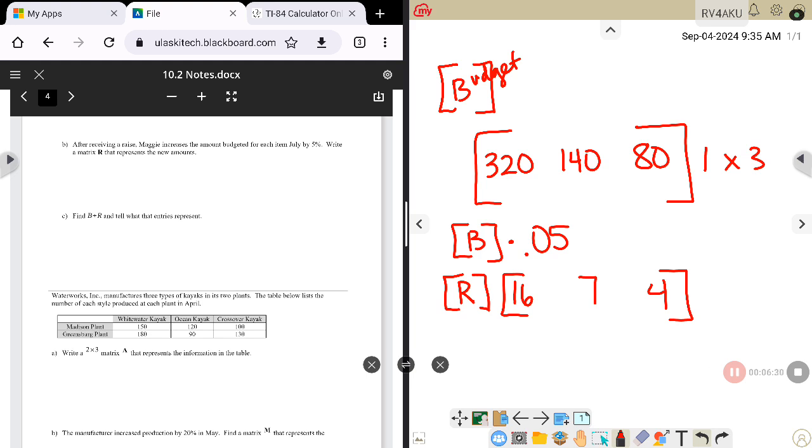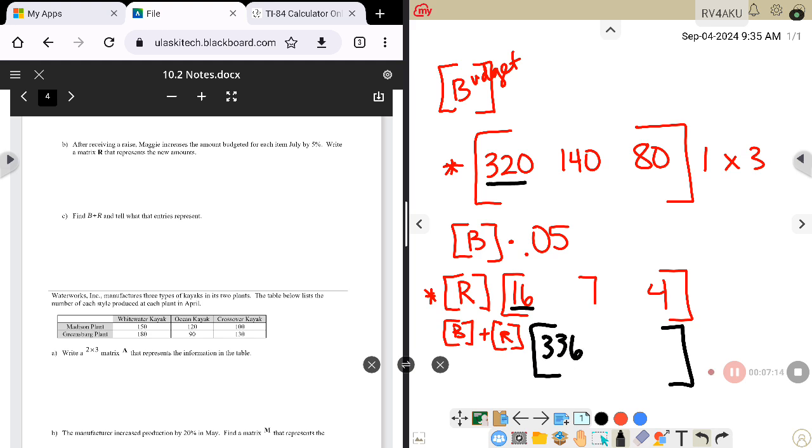So we want to add this first matrix to this next matrix. We can either do this by hand. When you're adding two matrices, you are just going to add the corresponding spots, like this first row, first column to that one. So if I add matrix B to matrix R, I add the 320 to the 16, which will give me 336.